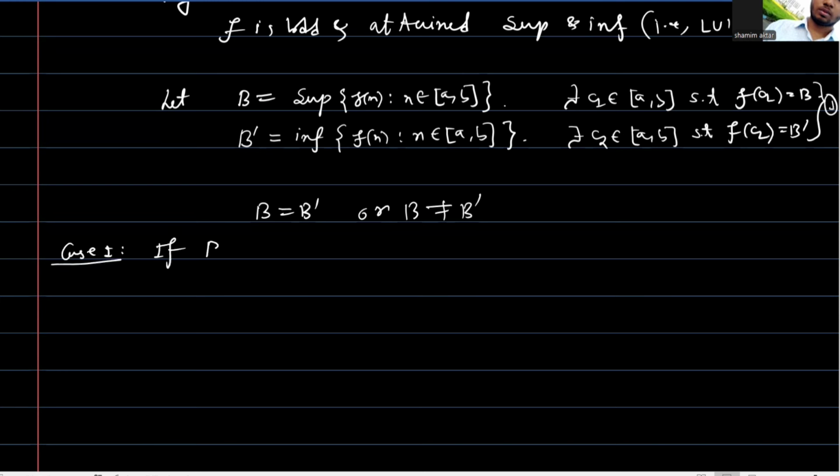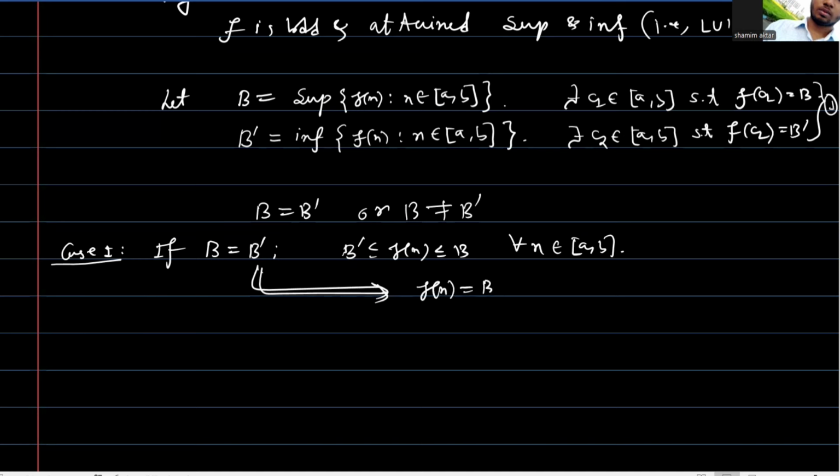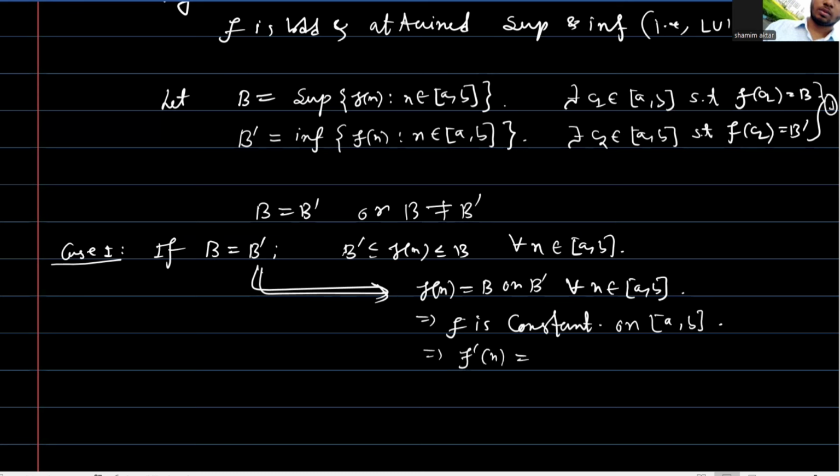Okay, so case number 1: if B equals B', that is, the infimum and supremum of the function are the same. Here we know that B' is less than or equal to f(x), which is less than or equal to B, for all x belonging to [a, b]. So this implies f(x) equals B or B' for all x belonging to [a, b]. So this implies f is constant on [a, b]. So this implies f'(x) equals 0 for all x belonging to [a, b]. In this case, at every point of [a, b], Rolle's theorem is proved.